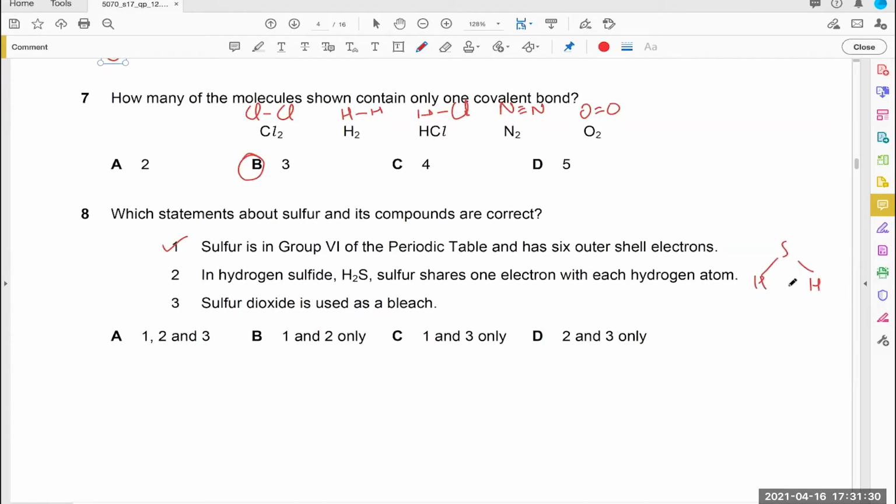So अगर आपको H2O का structure आता है, आपको H2S का structure भी आता है, जो कि ऐसा होगा. So sulfur has shared 1 electron with each hydrogen atom, लेकिन बात यह है कि 1 electron अकेला नहीं उसने share किया. एक इलेक्ट्रॉन उसके पास हाइड्रोजन ने भी किया. So sulfur का सिर्फ एक होगा और बाकी दूसरे का होगा. तो this is true. Sulfur dioxide is used as a bleach. That is true. Sulfur dioxide is used as bleach for wood pulp when used in paper industry. So because all 3 are facts, all 3 are true, A हमारा आंसर होगा.